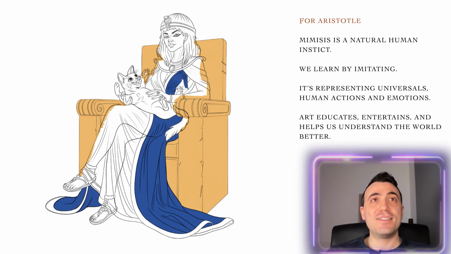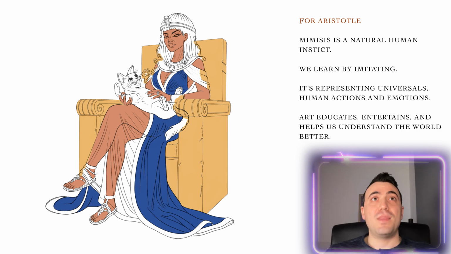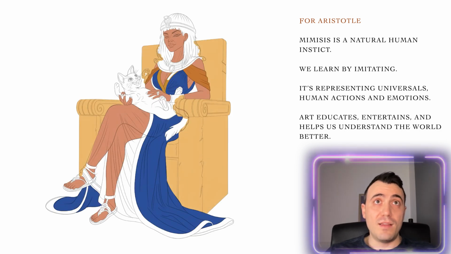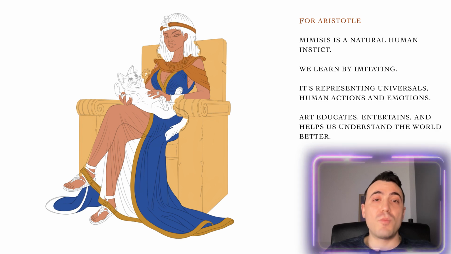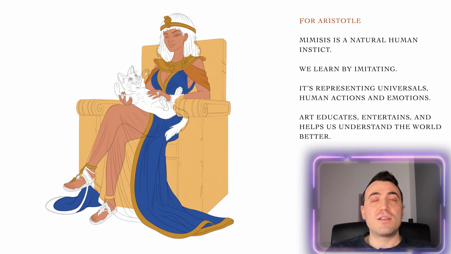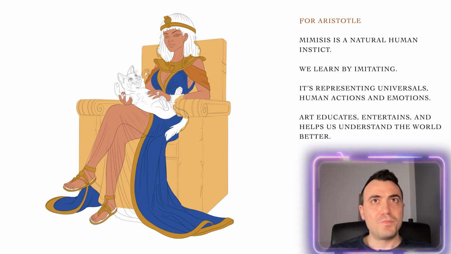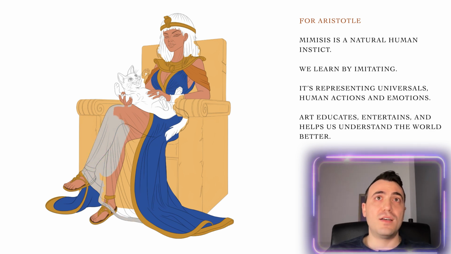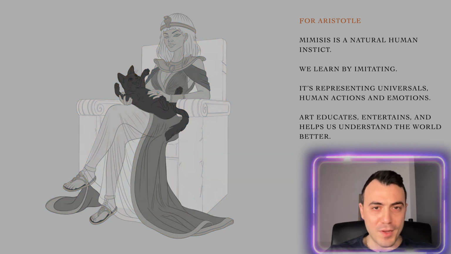Aristotle, on the other hand, flipped that completely. He defended art and said mimesis, so copying, is a good thing and it's a natural human instinct. We learn by imitating, and art is not just copying random stuff, it is representing universal truths and human actions, emotions in a structured way. And you can even improve some things we observe from this world through our pencils.